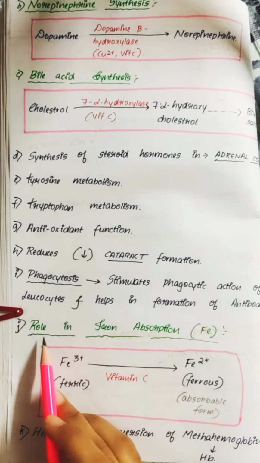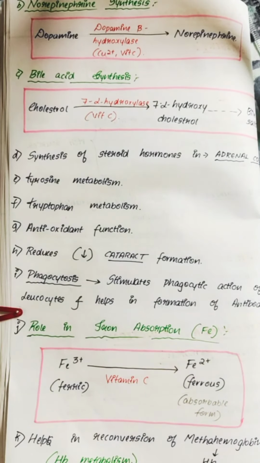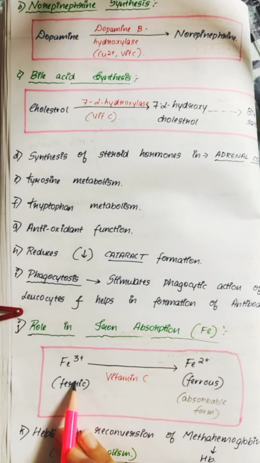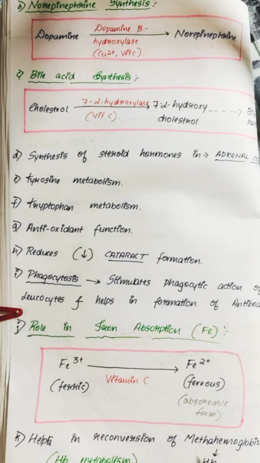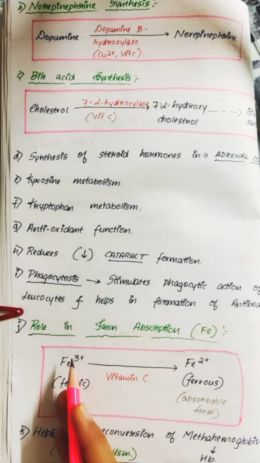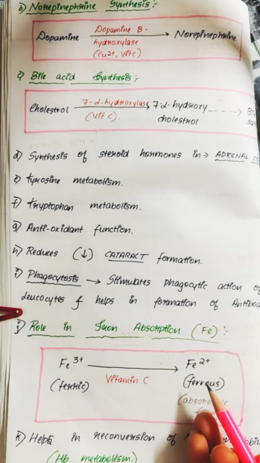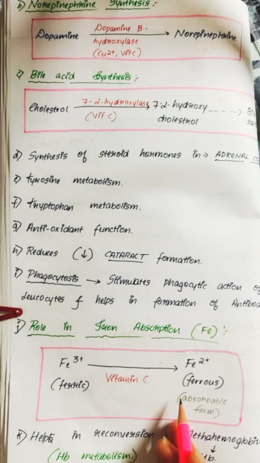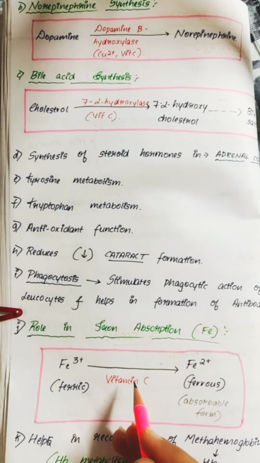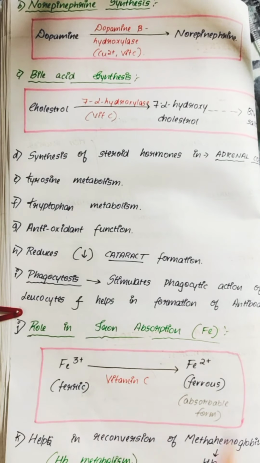The next one, role in iron absorption. It also helps in the absorption of iron. We know that iron is absorbed only in ferrous form. So the first thing is the ferric ion, that is Fe3+. Ferric ion should get converted into ferrous form, which is the absorbable form. This process takes place in the presence of vitamin C. So here also vitamin C plays a very important role.